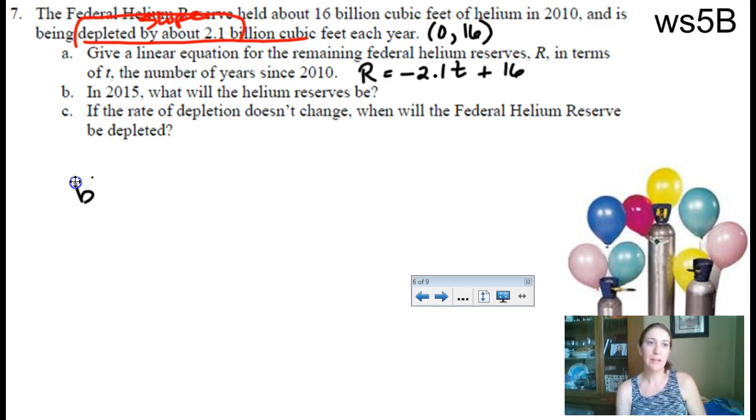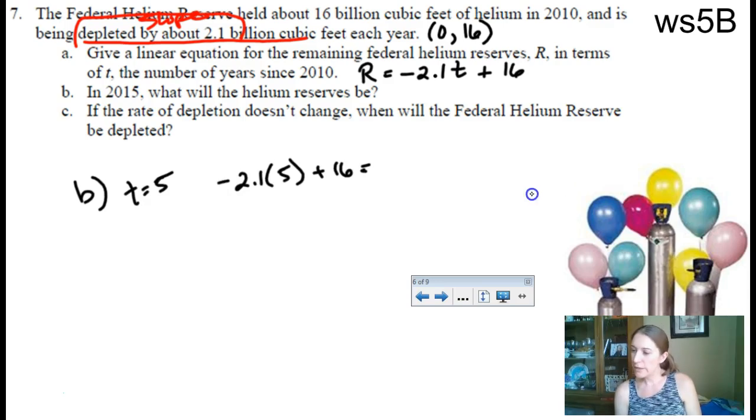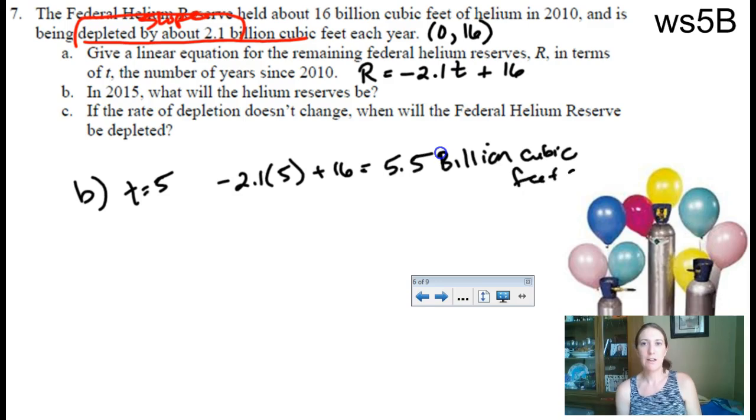So for part B, remember 2015 is 5 years since the beginning of time for this problem, so T equals 5. Going into my formula, I get 5.5-ish, I don't know if it's exact or not, billion cubic feet of helium.